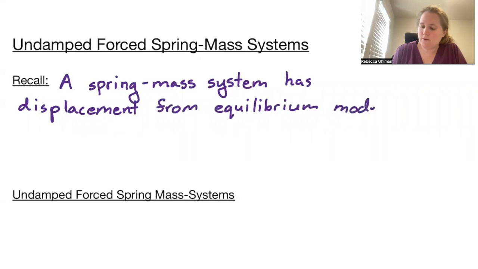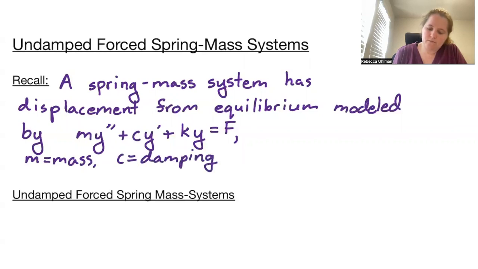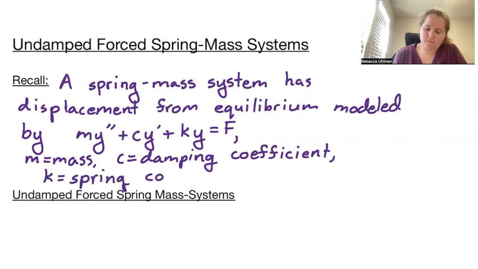Modeled by my double prime plus cy prime plus ky equals F, with m the mass, c equals the damping coefficient, k equal to the spring constant, and F the external force.